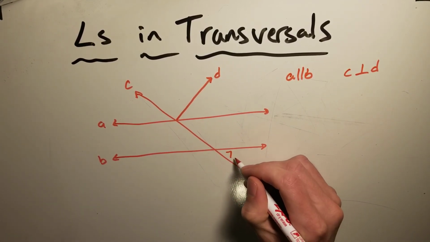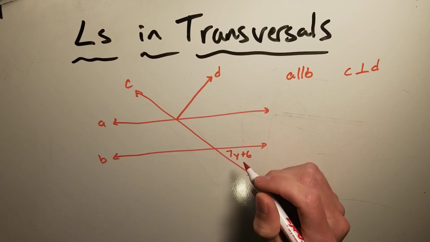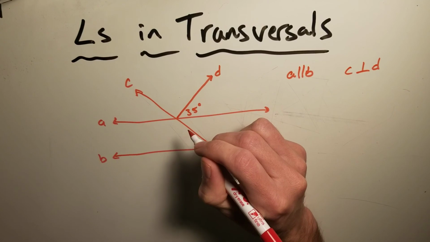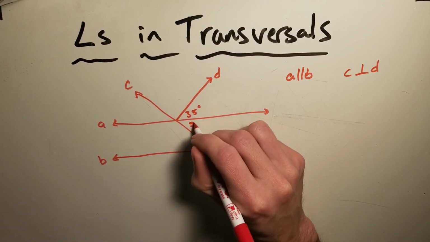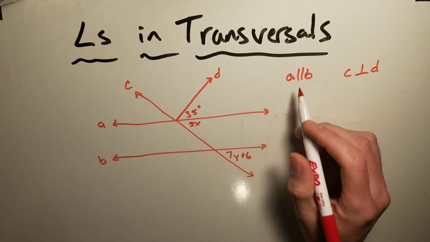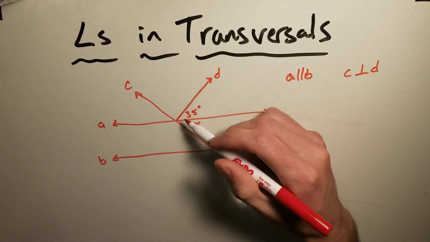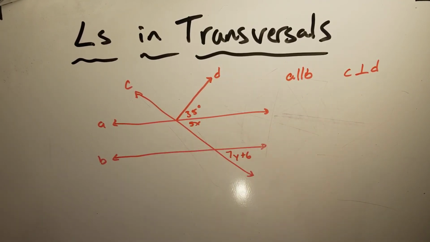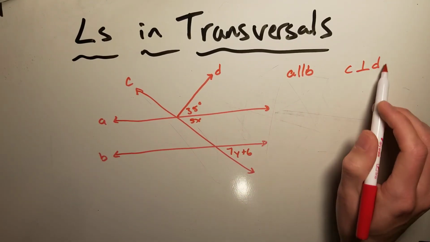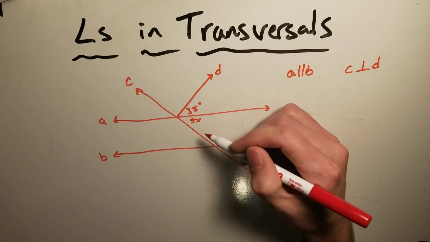So 7y plus 6 is this angle. This angle has a measure of 35 degrees, and this angle has a measure of 5x. So these two lines are parallel. If you ignore the ray D, you'll see different angles that we have here, but we need to account for the D right now. That's going to help us with these two.